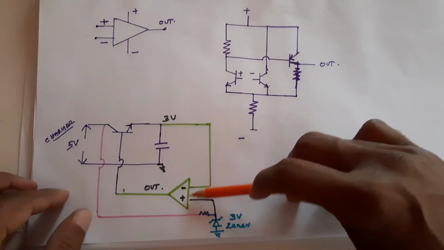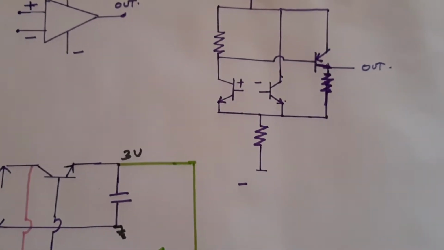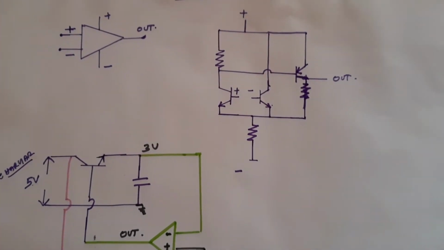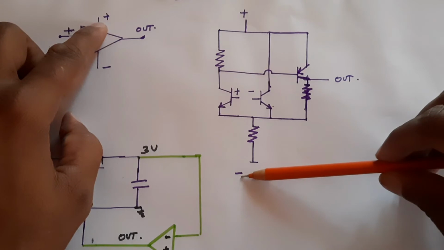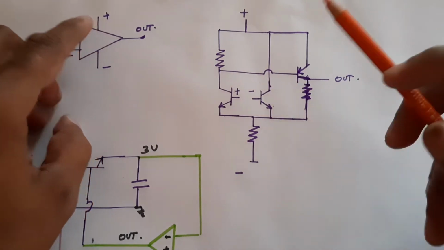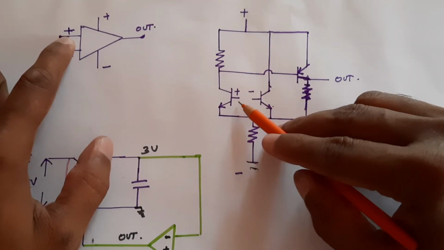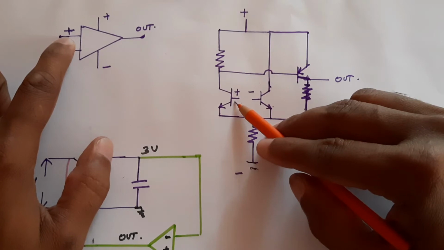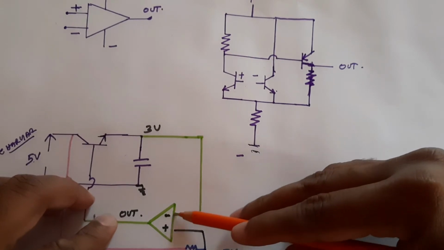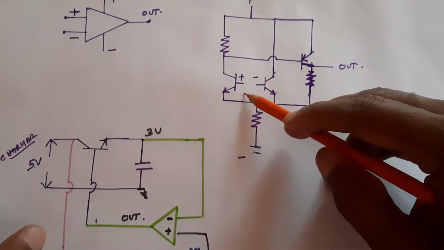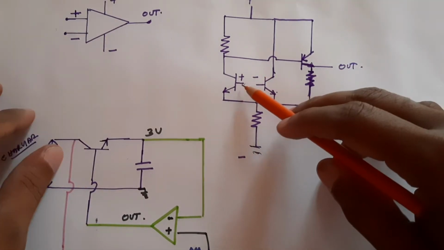How is the operational amplifier working? For that we will check the internal circuit of the operational amplifier. We are giving this positive voltage here, and we are not taking a negative voltage, only a ground. A ground is put here. These two are the same. This is the non-inverting input and this is the inverting input. Here we are giving the 3 volt reference voltage at the non-inverting input.